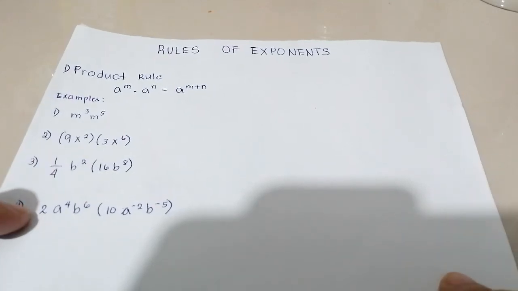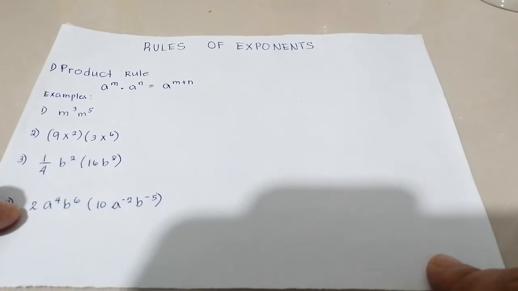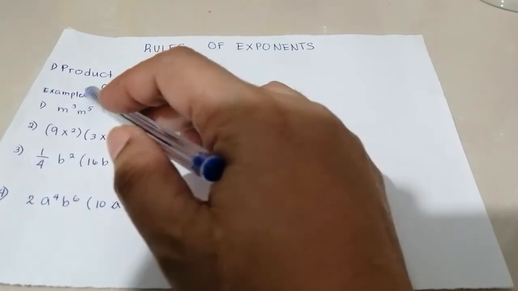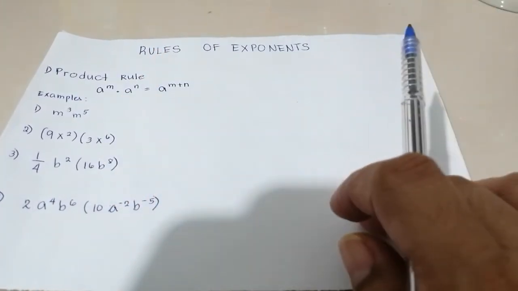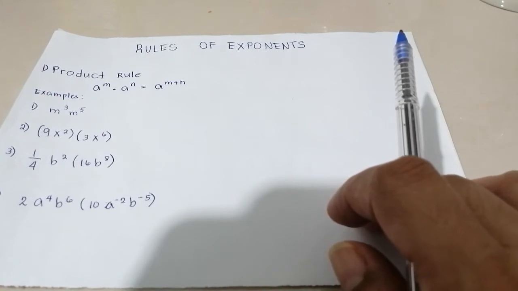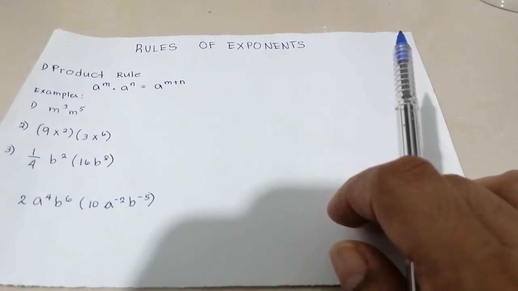Today I'll be discussing the rules of exponents. And the first rule is the product rule, where it states that to multiply two exponential expressions with the same base, we keep the base and add the exponents.